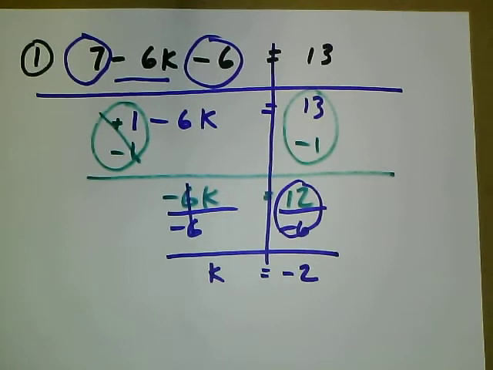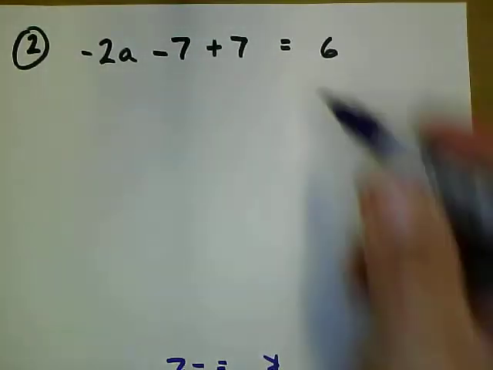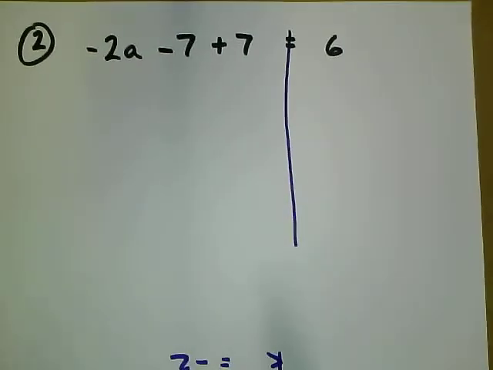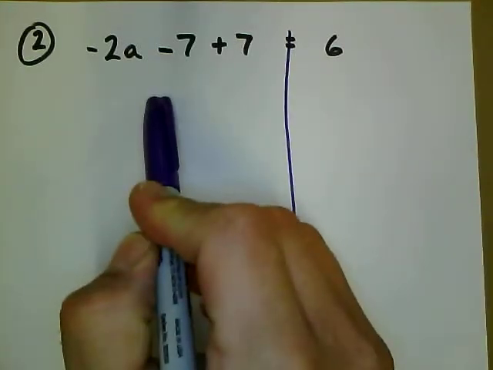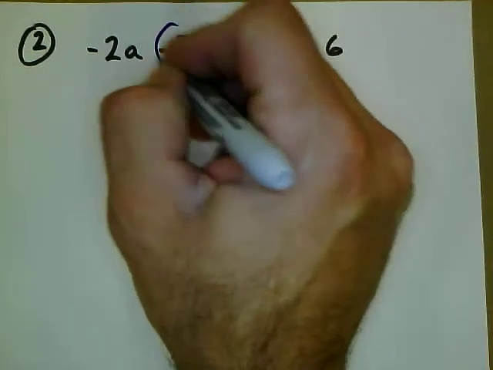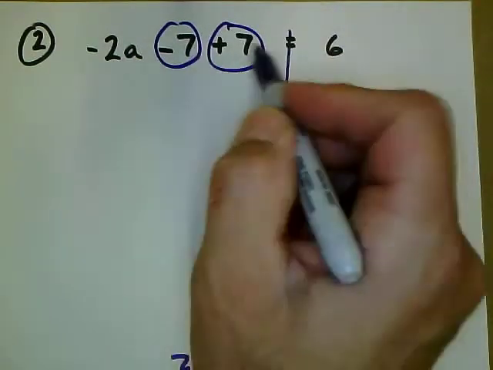You know the process. Walk me through it, Chris. So, can I distribute? No. Can I combine like terms? Yes. This side? No. This side? Yes. Which ones can I combine? The -7 and the +7. Very good, because they do not have a variable.